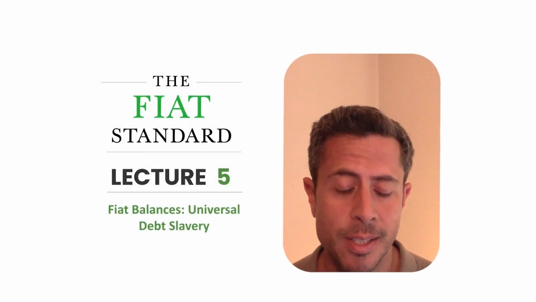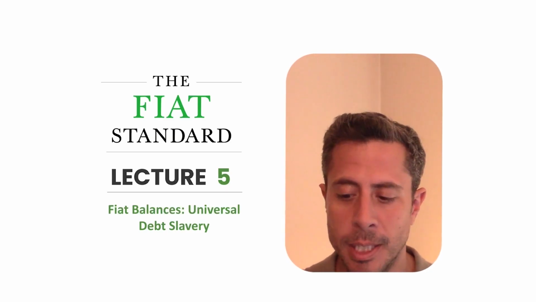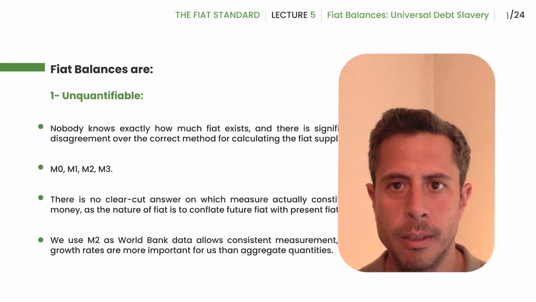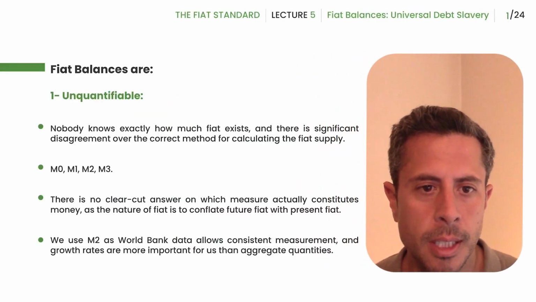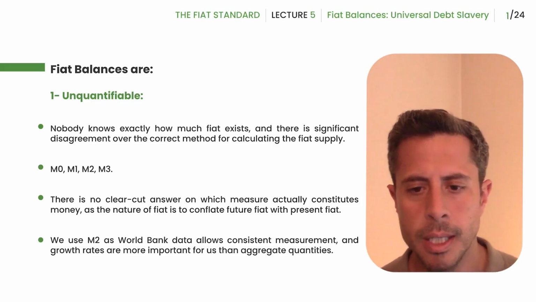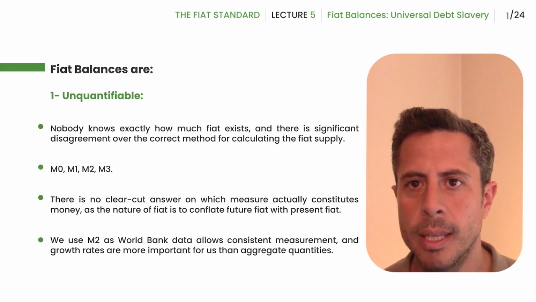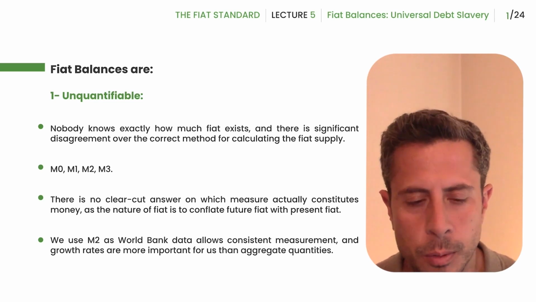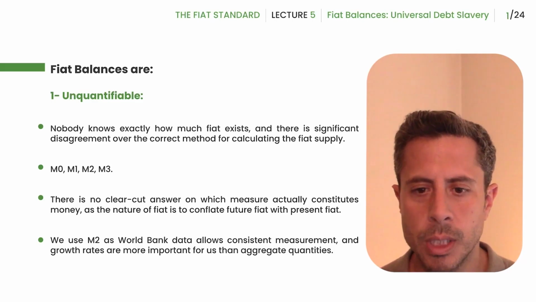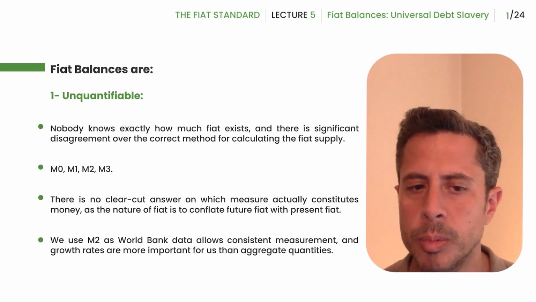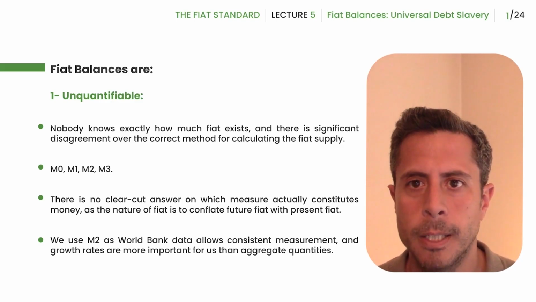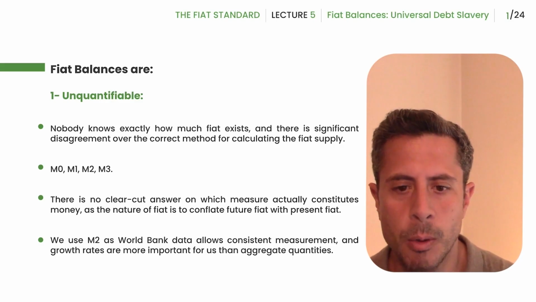Today's lecture's topic is Fiat Balances, and the subtitle of that chapter is Universal Debt Slavery. In this chapter, chapter 5 of the book, The Fiat Standard, I talk about how fiat balances exist. I think thinking about fiat balances, and the way that the fiat system, or the fiat software, if you want to call it, treats people's balances on the network is very instructive on how the network works and performs, and can give us a very good insight into why it operates in the way that it does in our economic system.